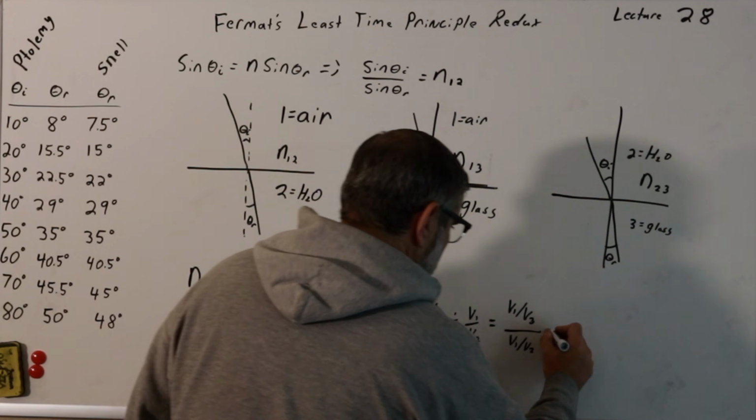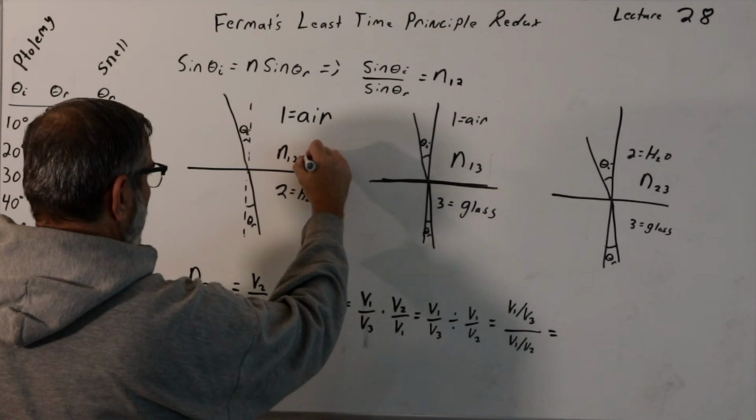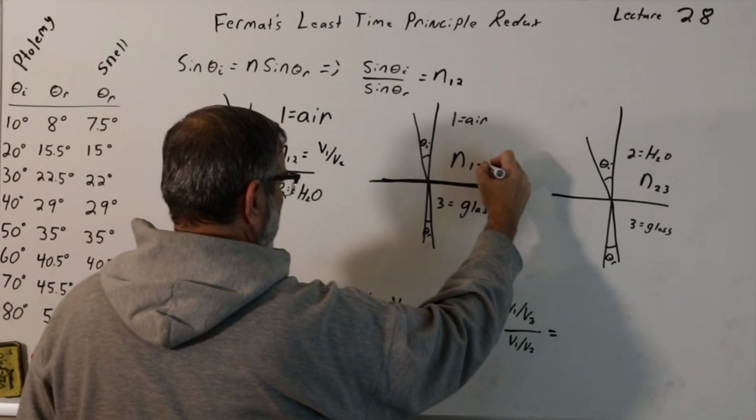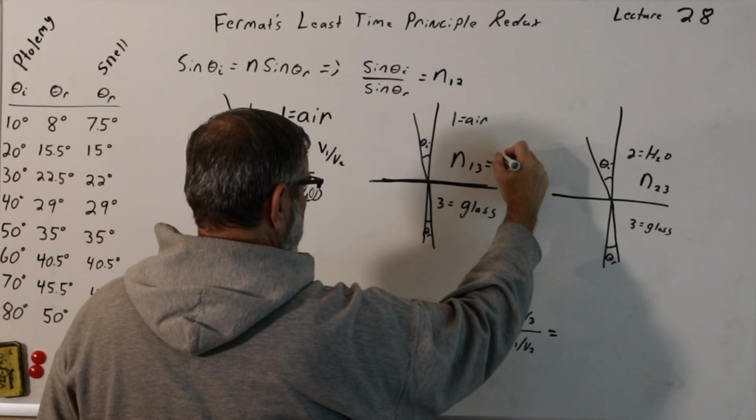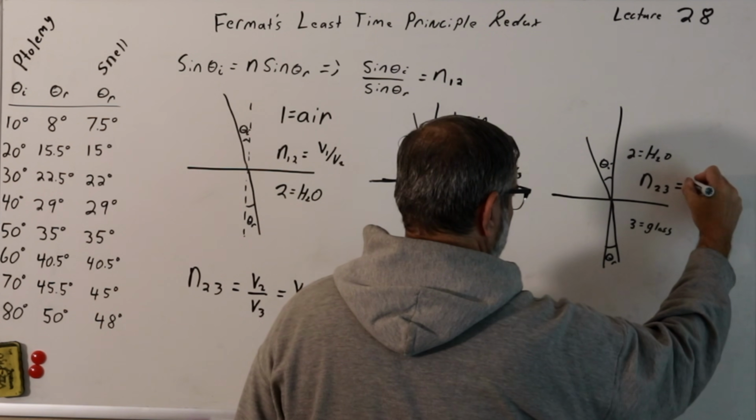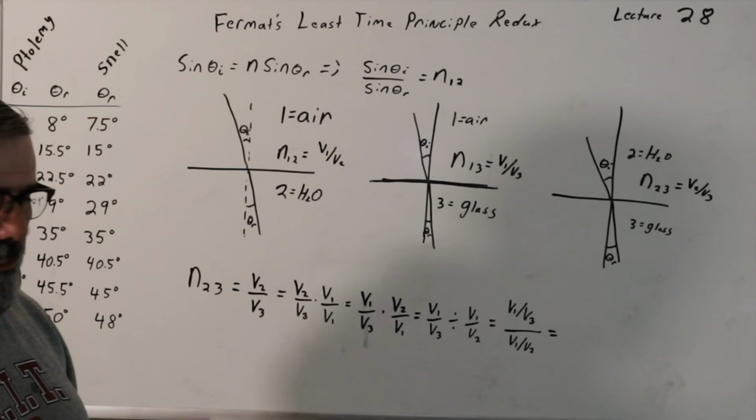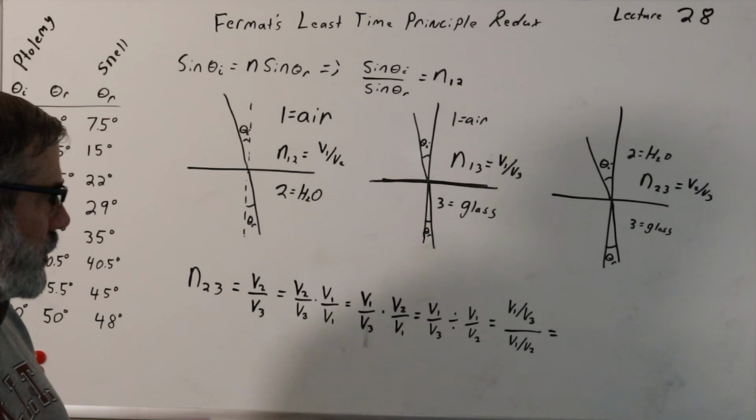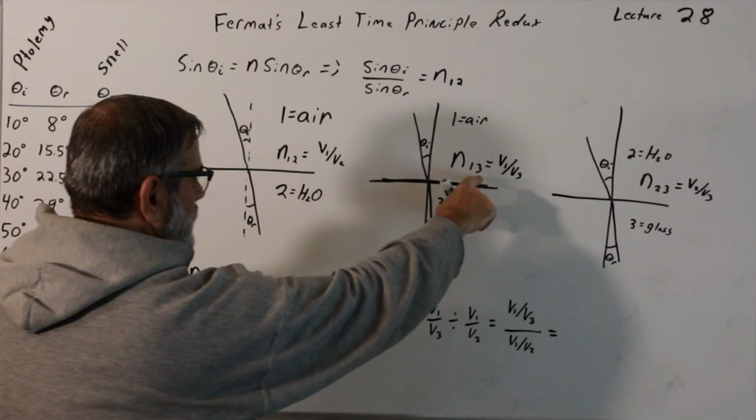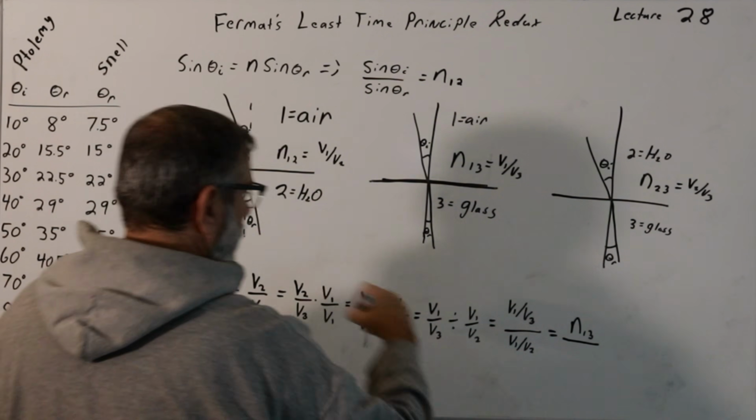And by this convention, N12 is equal to V1 over V2 under Fermat. N13 is V1 over V3. And N23, of course, is V2 over V3, using this principle of least time, this idea that light travels at different speeds in different materials. V1 over V3, well, that's just N13. And V1 over V2, well, that's just N12.